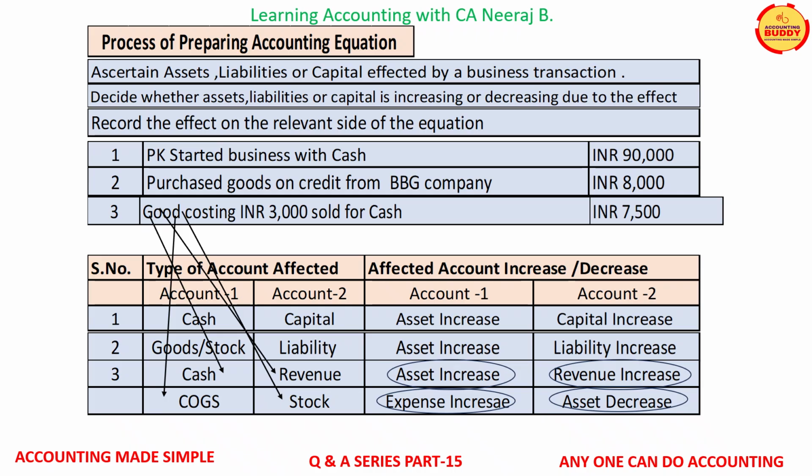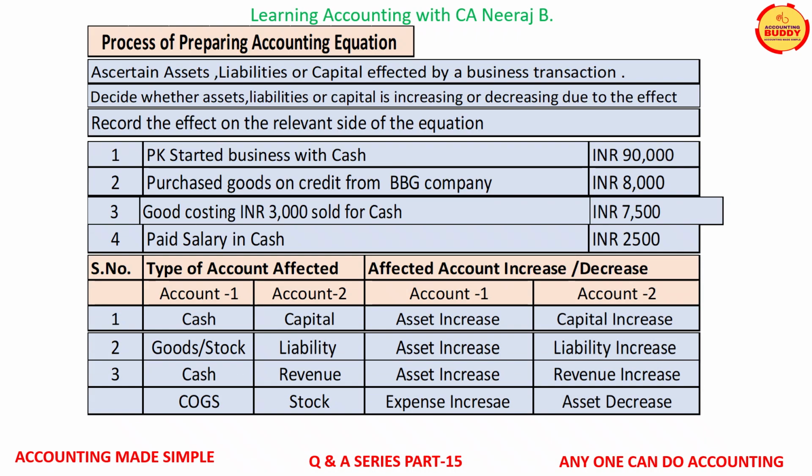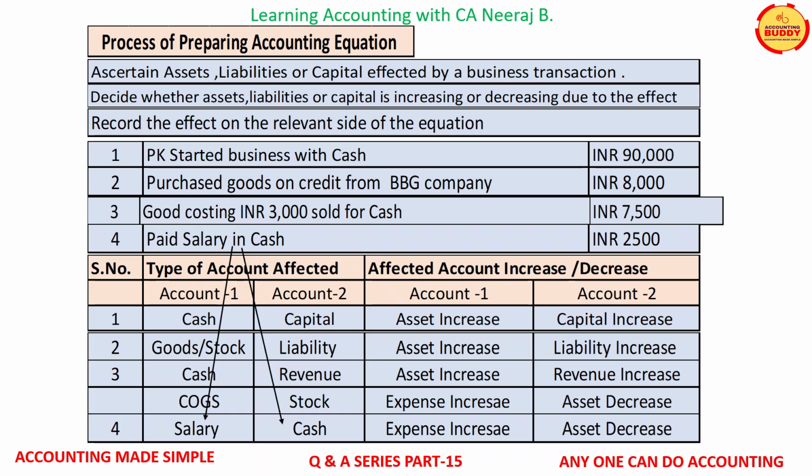Now let us consider salary of INR 2500 paid in cash as our fourth transaction. If we analyze this transaction, the two accounts which are getting affected are salary, which is an expense account, and cash, which is an asset account. With this transaction, expenses will increase, and since the salary is paid in cash, cash, an asset, will get reduced. If required, please rewind the video to understand this example again. Understanding accounting equation concepts will make a solid foundation for mastering accounting.